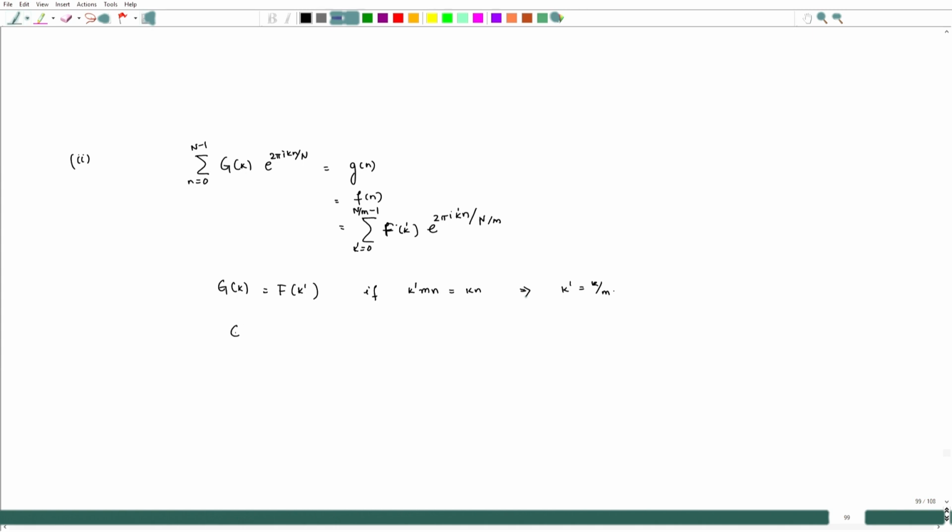So, hence g of k is equal to 0 if it is not of this form, because they are linearly independent. Therefore, what we get is that this is f of k by m whenever k is divisible by m, and 0 otherwise, just by comparing the coefficients. Okay.